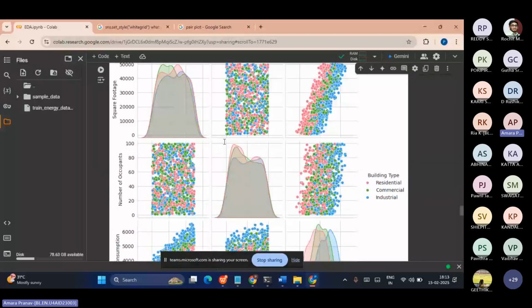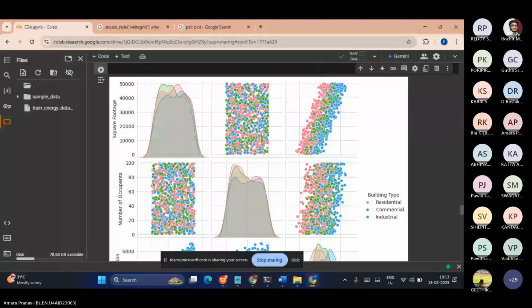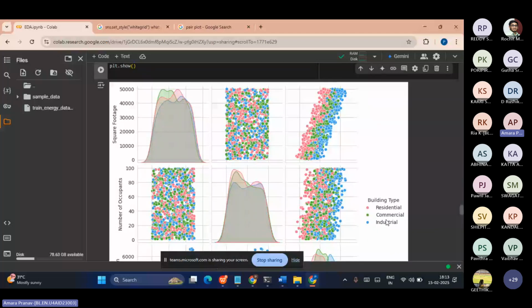So from this we get to know the relationship. We consider pink as residential, green as commercial, and blue as industrial. So we know how these three are changing in square footage. You can see that the pink comes to the left side and green is somewhere in between, then blue is somewhere towards the end. So all three have a different square footage. From this, what you understand is industrial spaces are larger compared to residential spaces, and commercial spaces are somewhere in between.